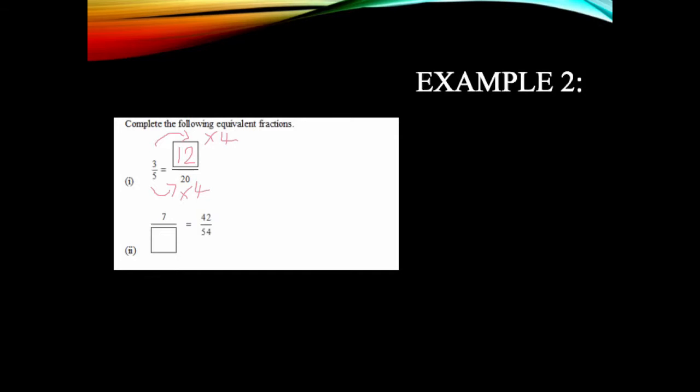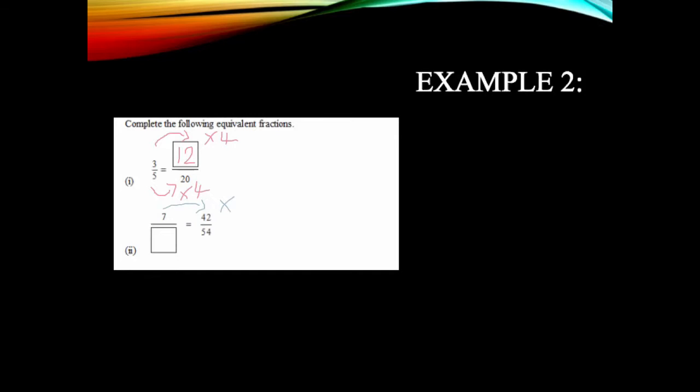What about this one? This is looking at the number on the bottom. You might have heard the number on the bottom being called the denominator before. I don't want to worry too much about what the technical terms are. If we deal with tops and bottoms, then I think you'll be confident doing that. Okay, so what can I times 7 by to get to 42?